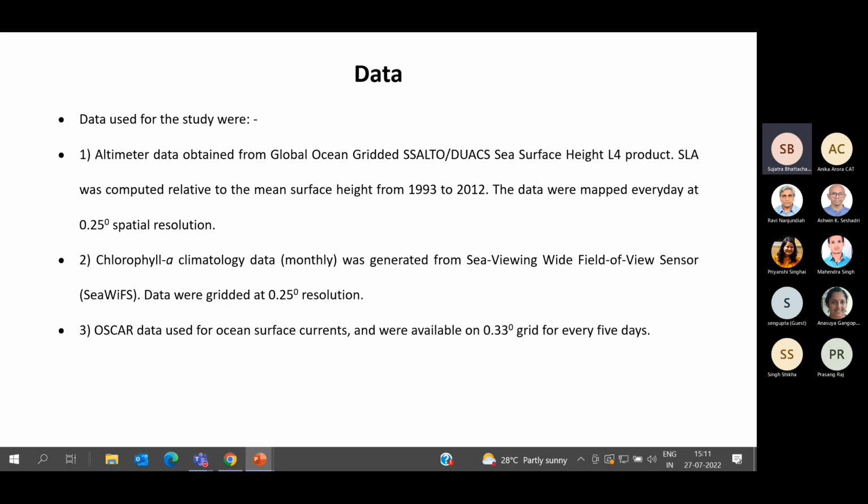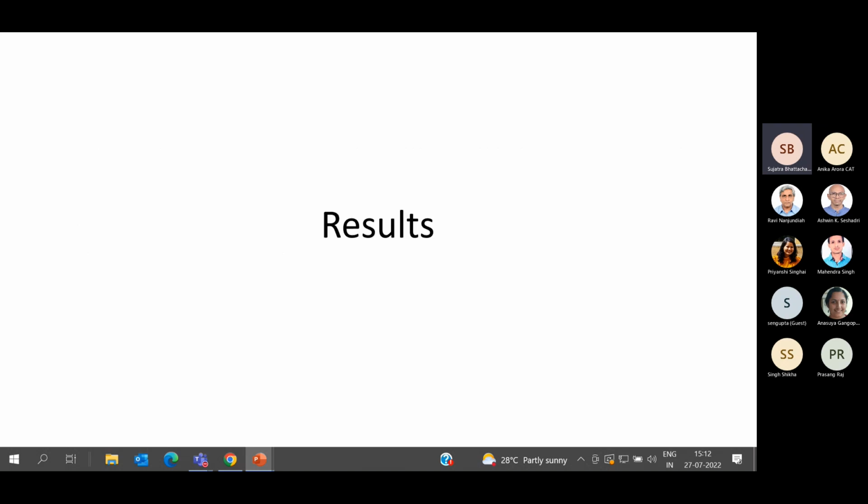It is monthly climatology generated from the SeaWiFS. The data is gridded at 0.25 degree resolution. The third data used is OSCAR for ocean surface currents, and the resolution of the data is 0.33 degrees and it is presented at every 5 days.